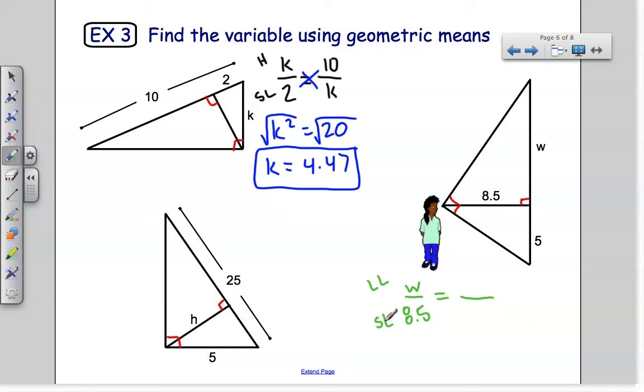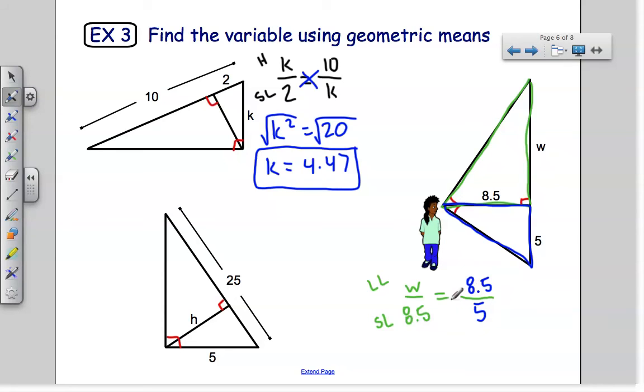Now I need long leg and short leg of a different triangle to go here. Well, I already used this triangle here. Actually, don't I have the long leg and short leg of this triangle here, because the right angle's there? Yes, I have both legs. The longer of the two legs would be the 8.5 for that blue triangle. The shorter of the two legs is 5. And now I can solve for W.